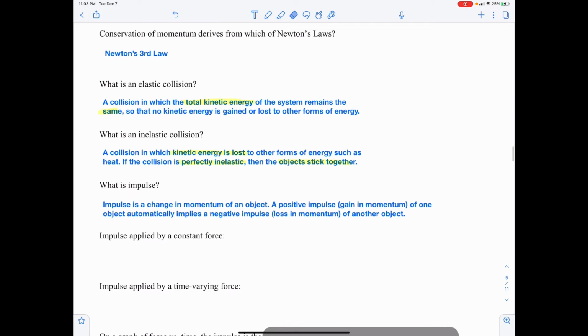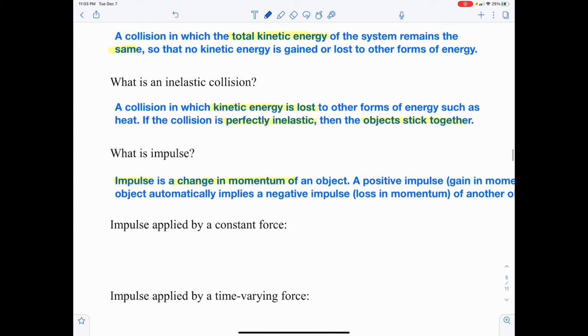An impulse is a change in momentum. It's a force times time. It's a force applied over a time interval. So the impulse variable is the letter J, and that's equal to a change in momentum. That's what an impulse is, a change in momentum. But it's also equal to the force applied over a time interval.